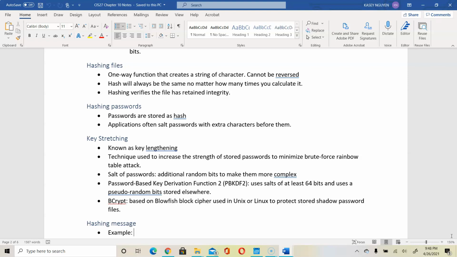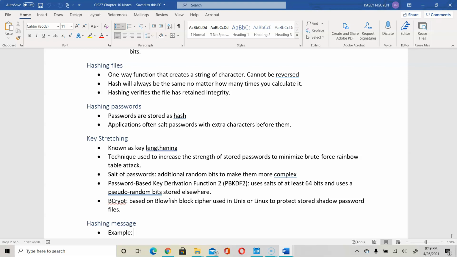We can salt the passwords by adding random bits, which would require more complex computation. And we can apply something like PBKDF2, which is Password-Based Key Derivation Function 2, which uses salts of at least 64 bits, and it uses pseudo-random bits that are stored elsewhere. So that would allow us another level of protection.